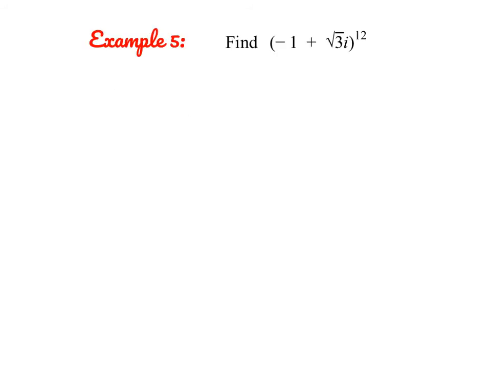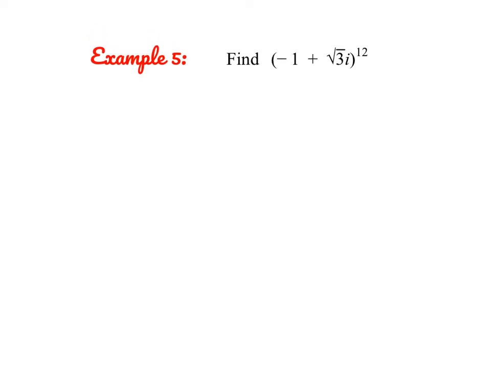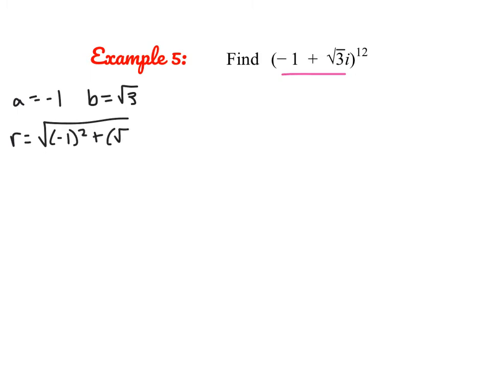Okay, so let's give this example a try. Here we have negative 1 plus root 3i to the power of 12. The first thing we need to do is write this in trigonometric form. So our a value is negative 1, our b value is root 3. Let's start by finding our modulus. And this is what I'm talking about, that converting is just going to be a small part of a bigger problem. This is going to end up being root 4, which is 2. So that's our r value.